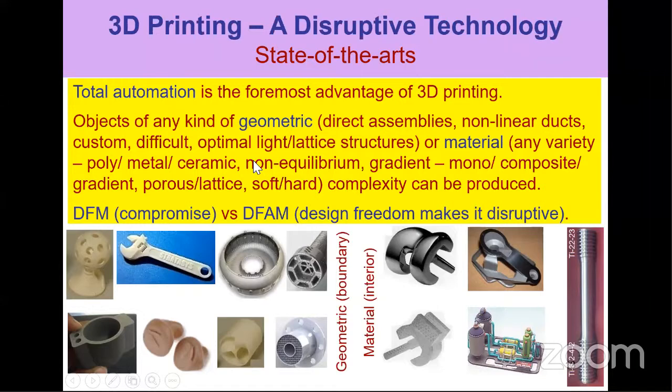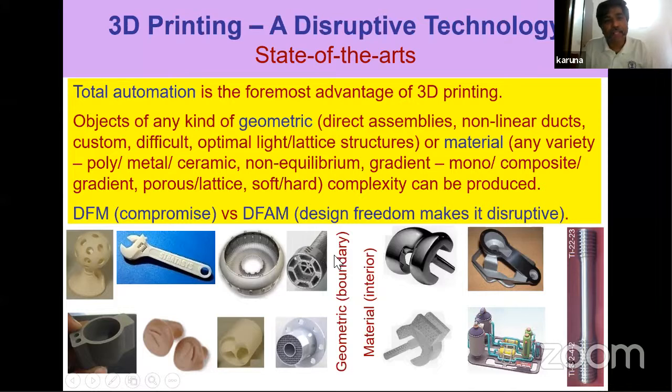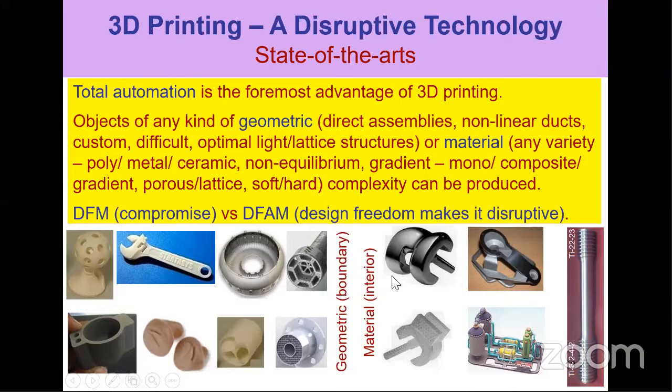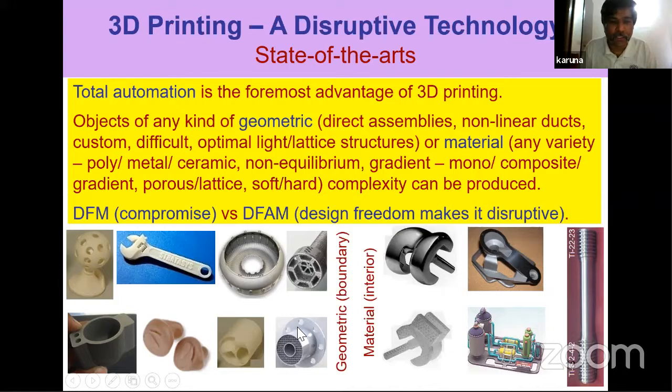Okay. Now the most important thing that people subsequently realized is some very interesting geometric and matrix capabilities, as you see in this particular picture. On the left side, I have listed several geometric characteristics. For example, assemblies can be made directly, as in these two cases. Then you can make very complex ducts. You have a hole here. It goes like this, takes a circular path, and then comes out. You can make very complex geometries. So these are generally difficult by other manufacturing routes.